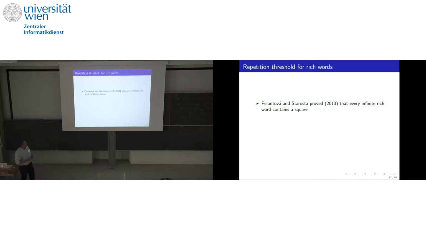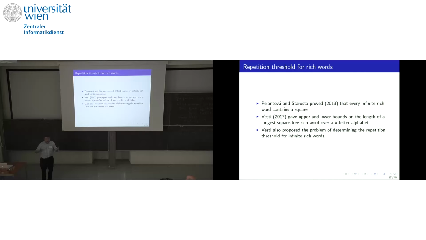Okay, so Pelantová and Starosta proved in 2013 that these infinite rich words are constrained in the sense that they have to have a repetition. You have to have at least a square in an infinite rich word. And Vesti recently gave upper and lower bounds on the length of the longest finite word that's square-free and rich over a k-letter alphabet. So, you know, as k gets bigger, you get longer and longer words that don't have squares that are rich, but eventually, by this theorem of Pelantová and Starosta, you have to get a square. And Vesti proposed the problem of determining this repetition threshold. What is the repetition threshold for infinite rich words?